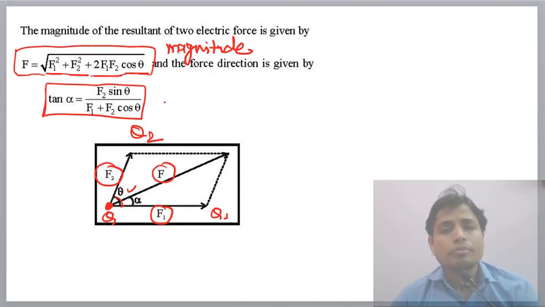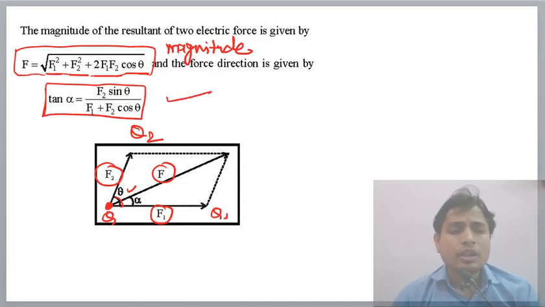Okay, so that's it. The rest of the things, in the next class we will discuss the electric field.